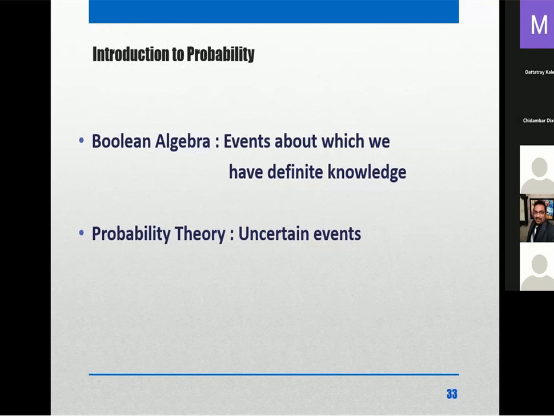And the output is fixed. If both are 1, 1, then we'll get 1. If 0, 1, we'll get 0. If 0, 0, it will give 0. Similar to that, Boolean algebra is equivalent to exactly the outputs which are known. There is no maybe, there is no perhaps, there is no probability.